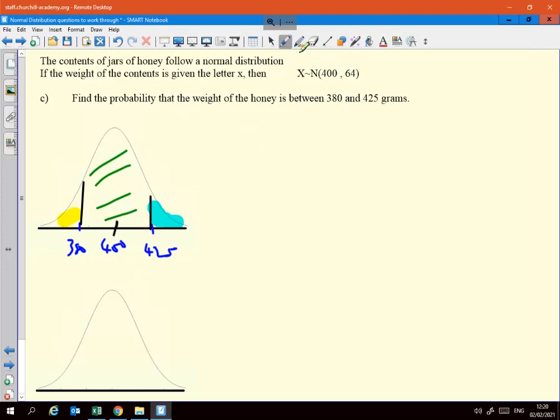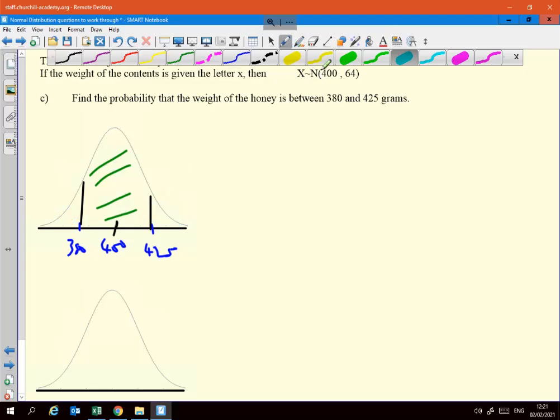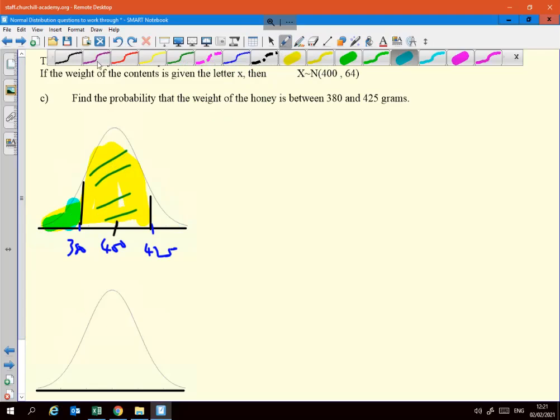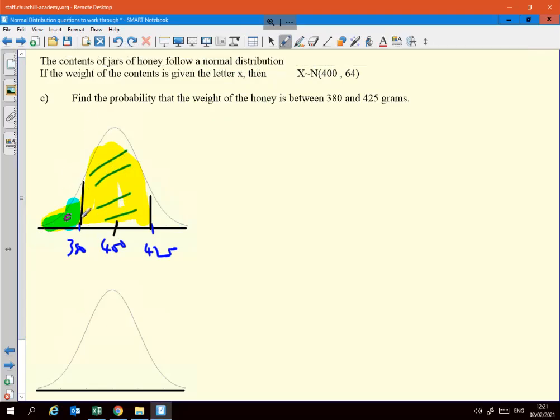That's certainly an option. Another option would be to use the 425 and get all of this section here. I could do that, and then take off that blue section, which now looks green, that section there. Okay, I'm going to go for that. I want to find that whole yellow highlighted bit, and then I'm going to take off this little section here. Let's put a letter in there just for fun. Let's put an A in there. So the yellow bit, take off A.